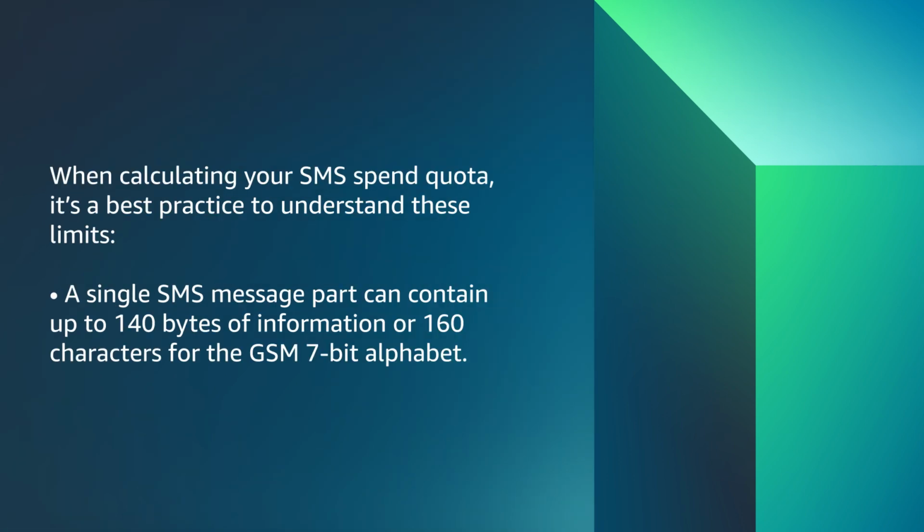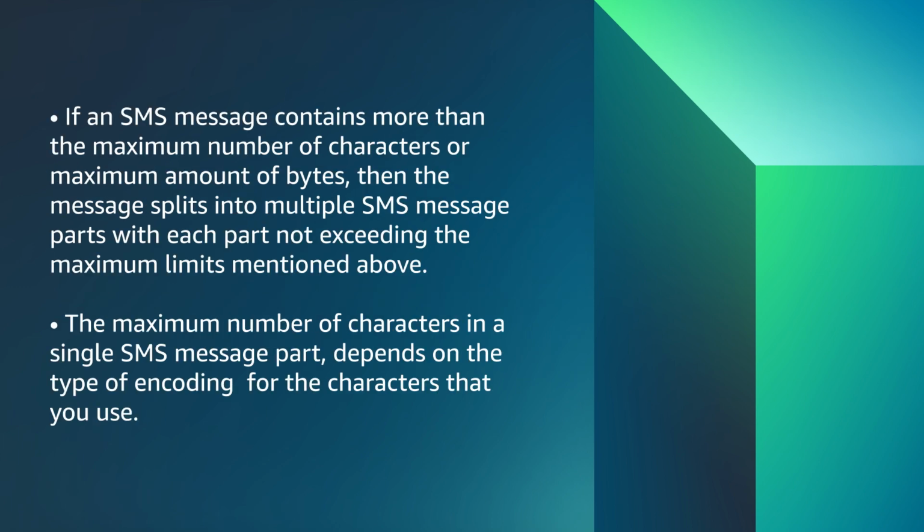When calculating your SMS spend quota, it's a best practice to understand these limits. A single SMS message part can contain up to 140 bytes of information or 160 characters for the GSM 7-bit alphabet. If an SMS message contains more than the maximum number of characters or maximum amount of bytes, then the message splits into multiple SMS message parts, with each part not exceeding the maximum limits mentioned above. The maximum number of characters in a single SMS message part depends on the type of encoding for the characters that you use.